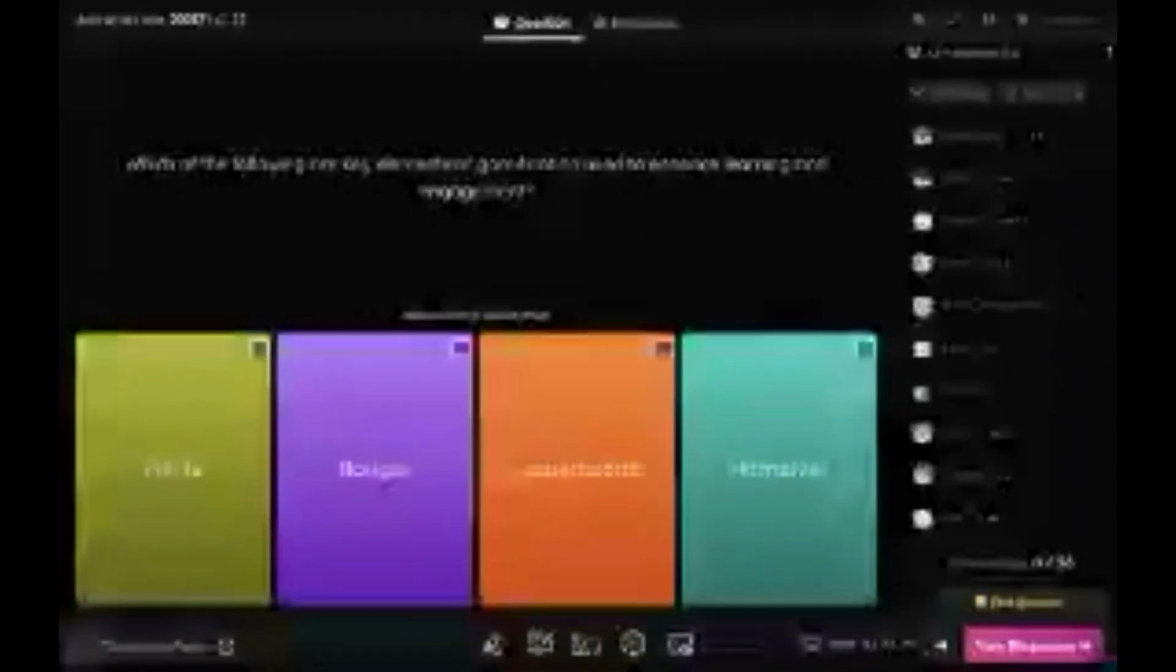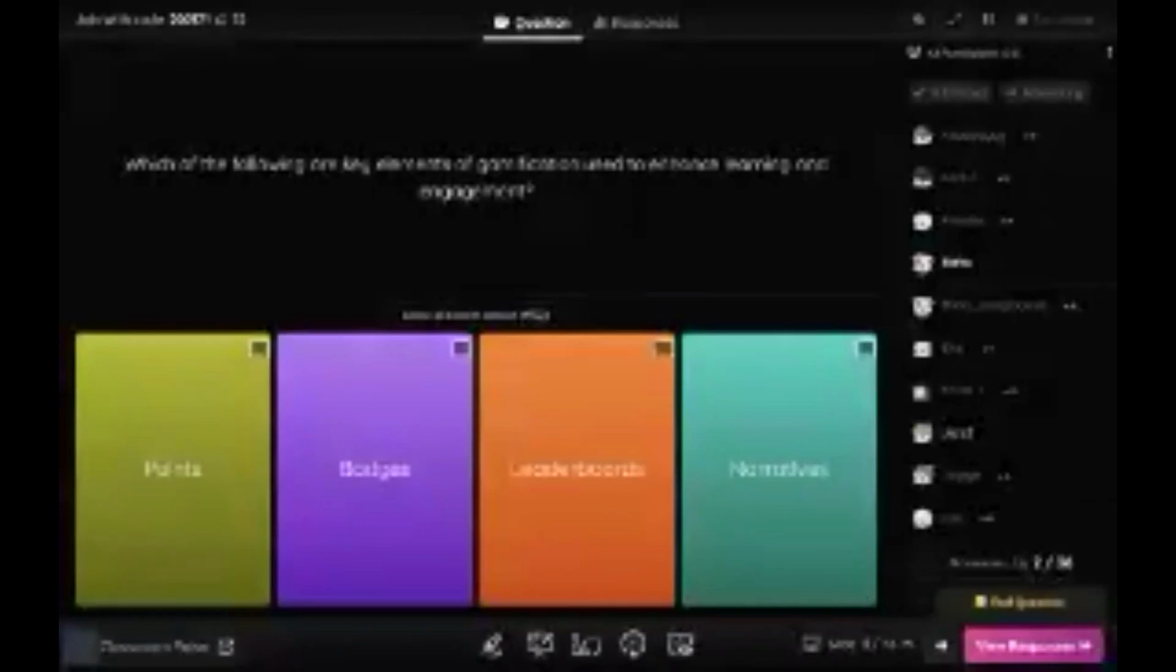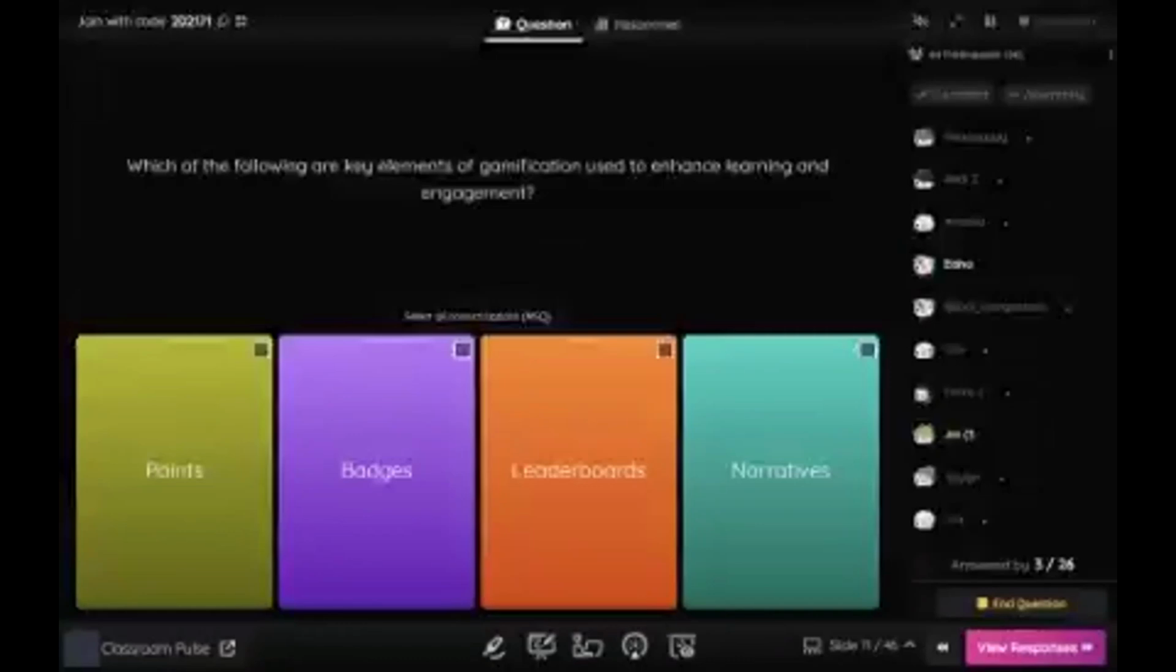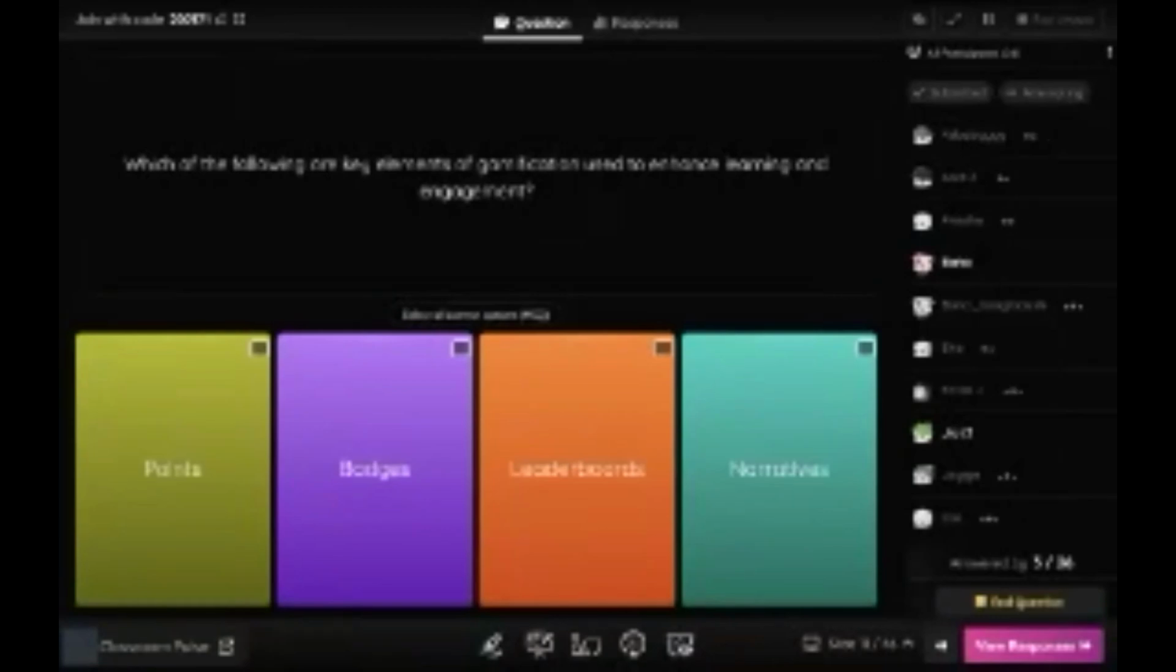Points: in the video game model, we name it XP. Badges: in video games, maybe we call it an achievement. Leaderboard: maybe in a video game we see a rank. If you play Mobile Legends, you know the term push rank. And narrative: in video games, maybe we name it a story. Yes, please.